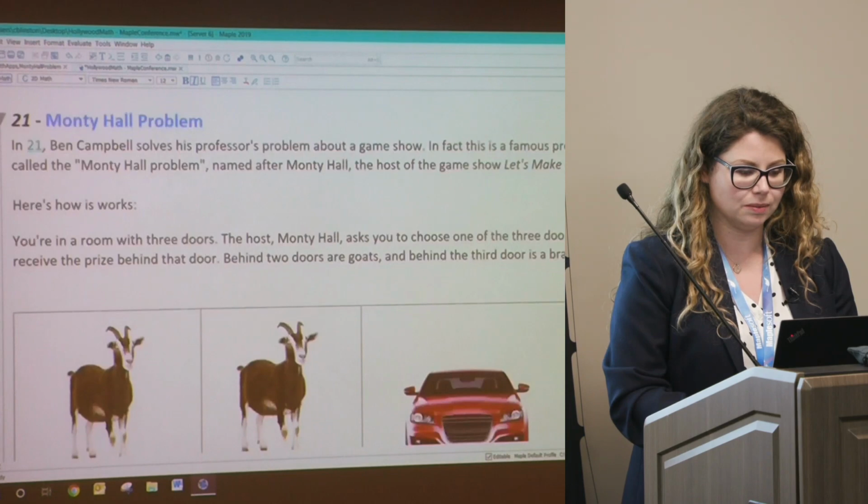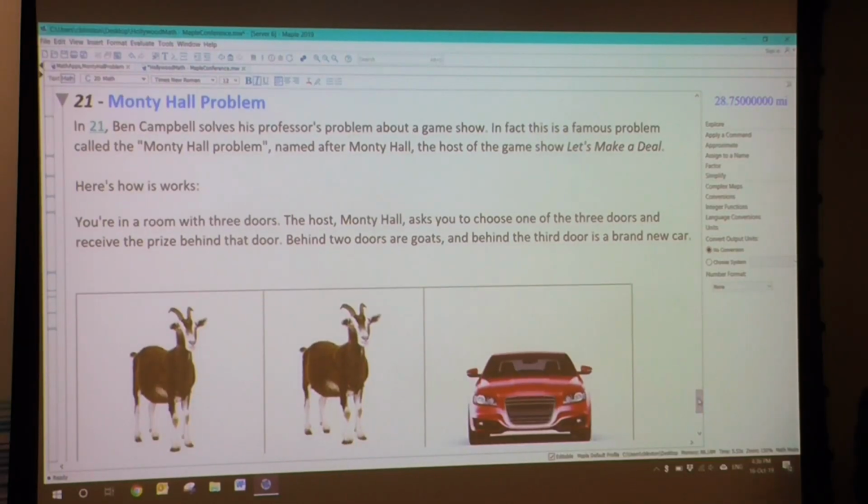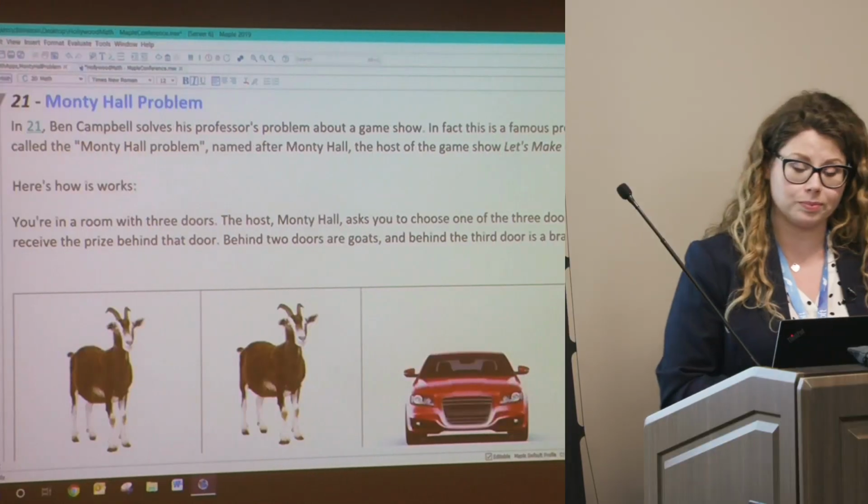So my last example is the movie 21, in which Ben Campbell solves his professor's problem about a game show involving the Monty Hall problem. It's a very famous problem. The host of the game show, Let's Make a Deal. So here's how it works. You're in a room with 3 doors, and the host, Monty Hall, asks you to choose one of the 3 doors and receive the prize behind that door. Behind 2 doors are goats, and behind the 3rd door is a brand new car, which I assume most of us would want the car over a goat.